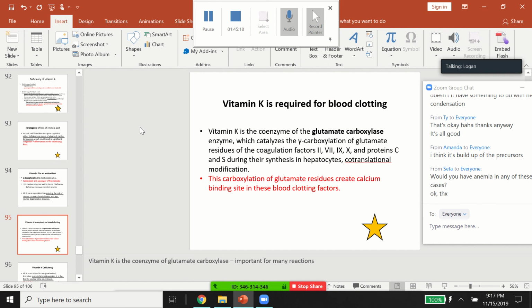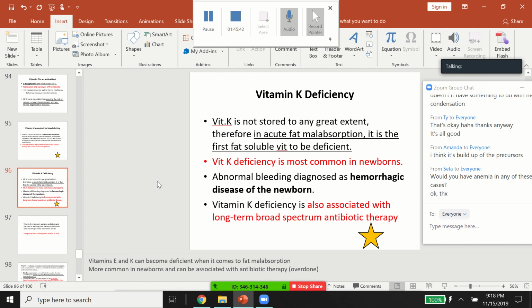Vitamin K. I'm sure you guys may have heard a little bit about vitamin K before. But anyway, vitamin K is a coenzyme of glutamate carboxylase. Very important in terms of forming coagulation factors, so very important for forming clots. Carboxylation of glutamate residues creates calcium binding sites in these blood clotting factors, so very important for clotting, like I just mentioned.